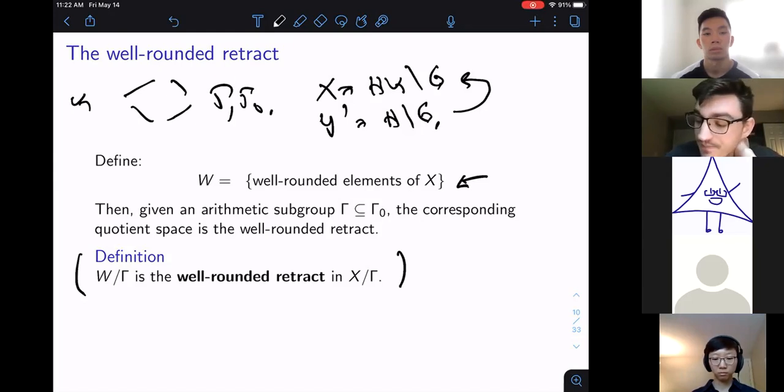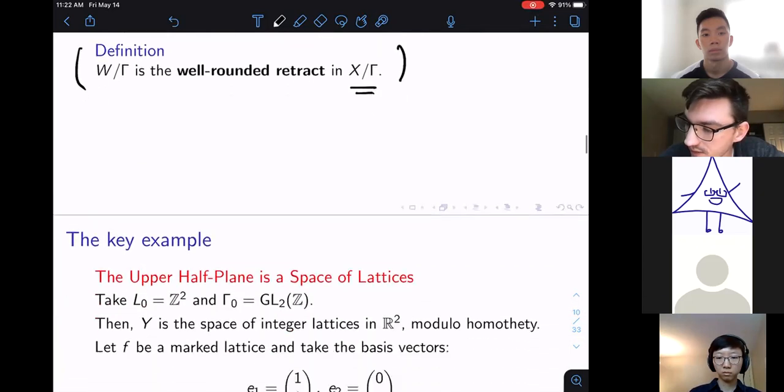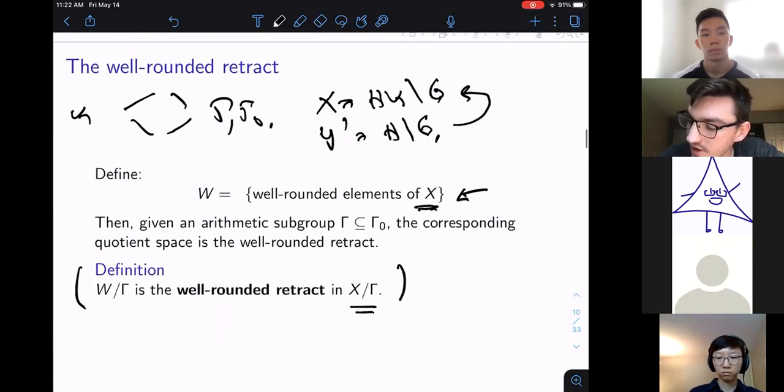So what can I say about this? Well, one thing of interest is that the well-rounded elements here are already interesting inside of the symmetric space. But even more interesting, you can quotient out by gamma and you have something which lies inside this space. And so the main theorem is that this actually computes the cohomology here.